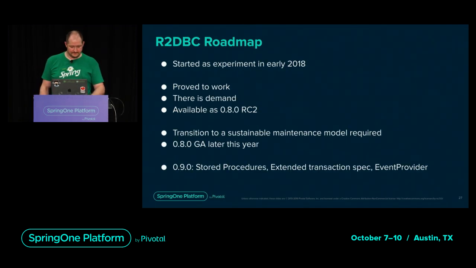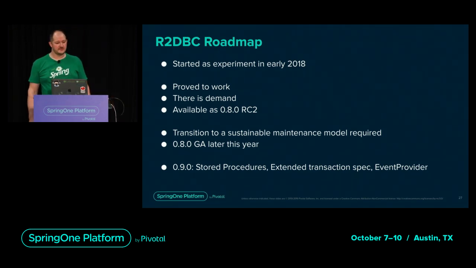Now, what's the roadmap? So R2DBC started in early 2018. It proved to work, and we also learned that there is some demand to make R2DBC happen in the sense of bringing it to general availability. As of today, we have release 0.8 RC2, which is the second release candidate of the 0.x line.